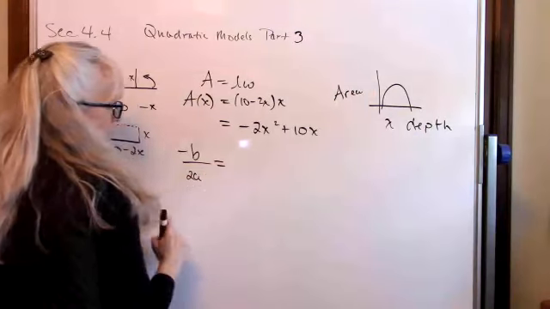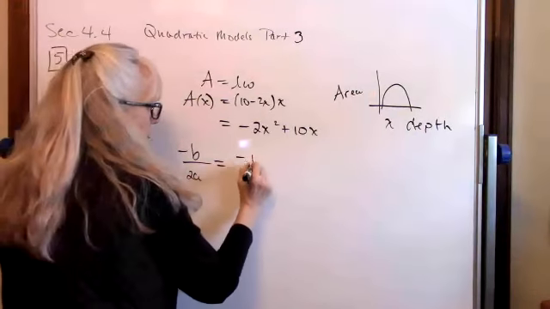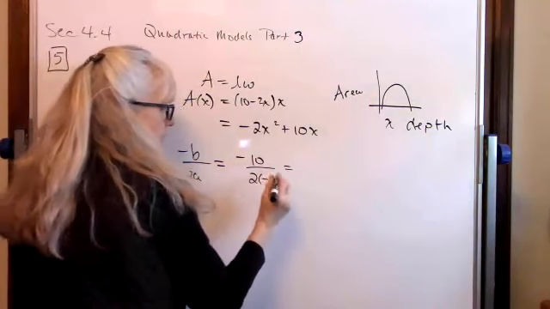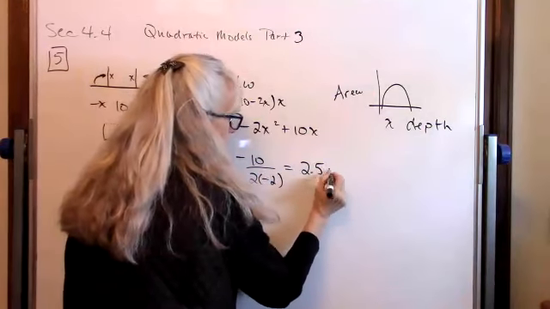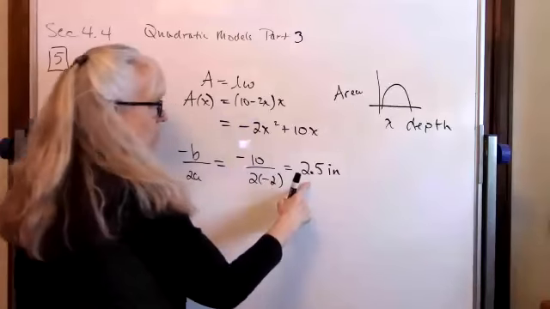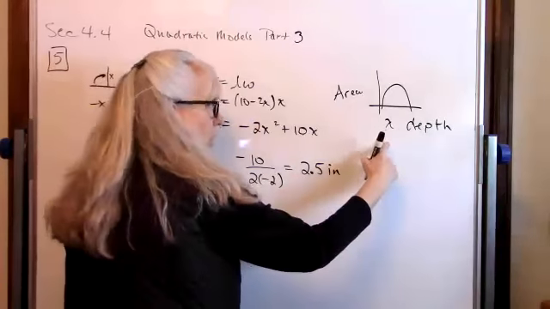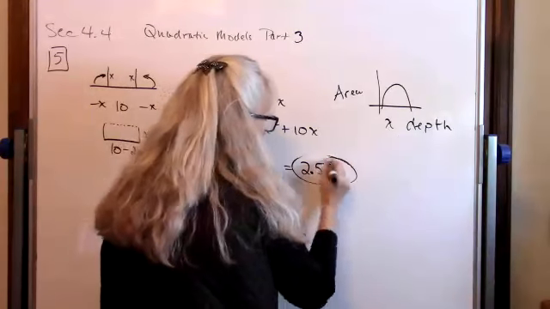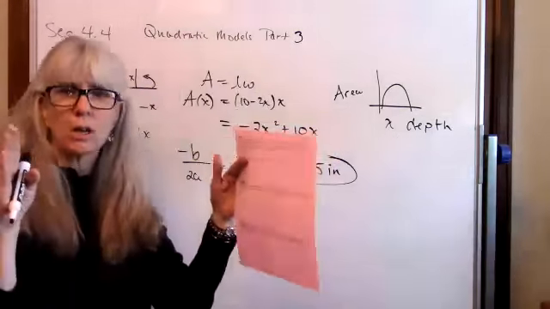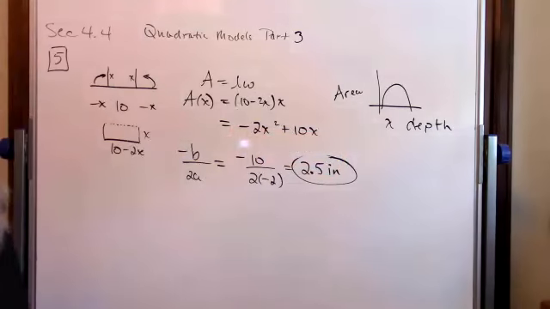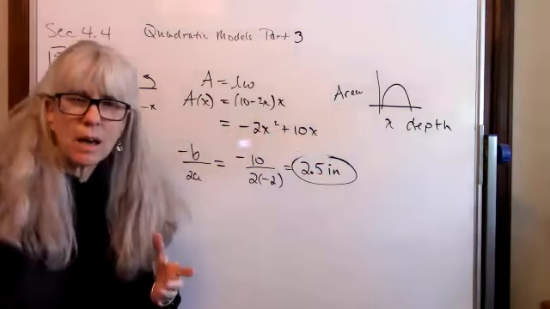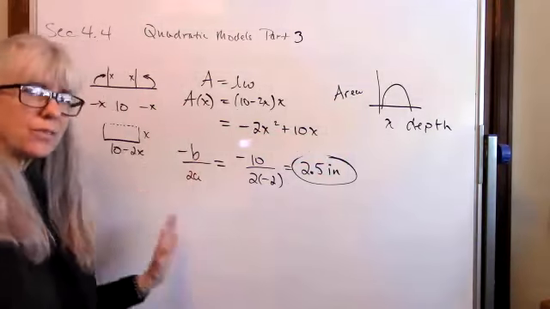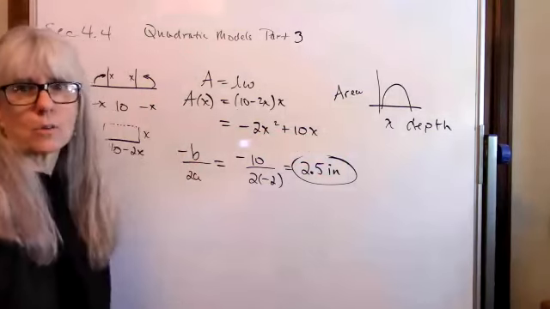So negative b over 2a would be negative 10 all over 2 times negative 2. That would be 10 divided by 4, which is 2.5 inches. And we know that that 2.5 is the X coordinate of the maximum, and that is the depth. So this is the answer. We're going to fold up 2.5 inches on either side. And we've already got our answer. This actually is the same kind of problem, or flavor, as the farmer and the fence problem. So it should flow nicely after having done 3 of those farmer kind of problems.